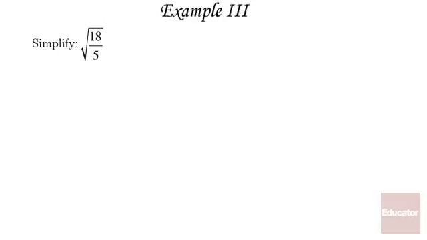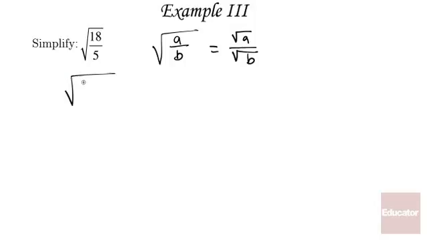Okay, in example 3, we just have a simple quotient, and recall the quotient rule that says the square root of a over b equals the square root of a over the square root of b. So let's rewrite this as square root of 18 divided by 5. And now I'm going to use the quotient rule to get the square root of 18 divided by the square root of 5. Okay, the problem I have now is that I have a radical in the denominator, and that is not in simplest form.